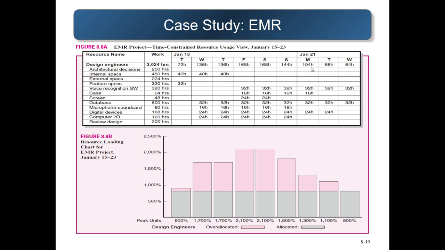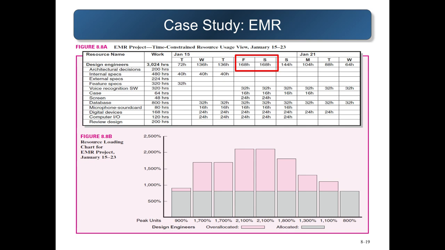daily hourly demand for design engineers from January 15 to January 23. We could see that the peak of the demand is on January 18 and 19, wherein it registered 168 hours, equivalent to 21 design engineers. So 168 divided by 8 is 21 design engineers. But do take note that the case study sets the limitation that there are only eight design engineers that could work on a daily basis.